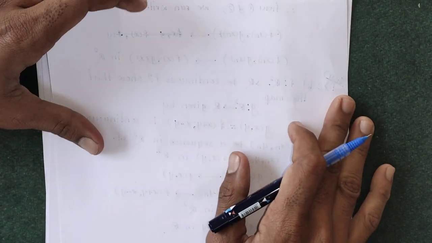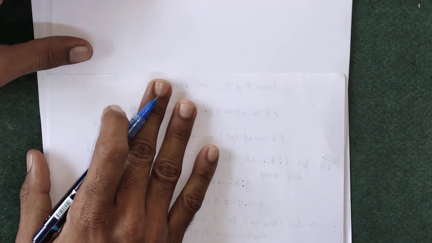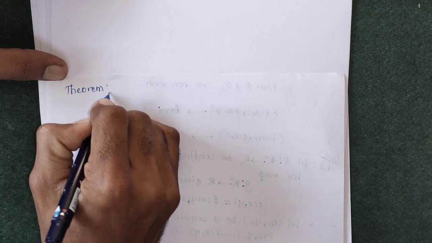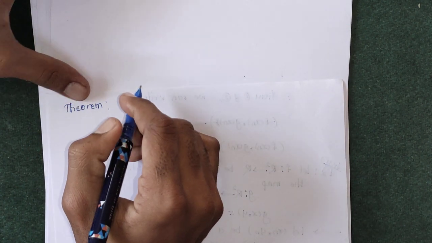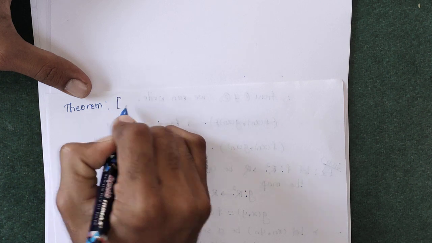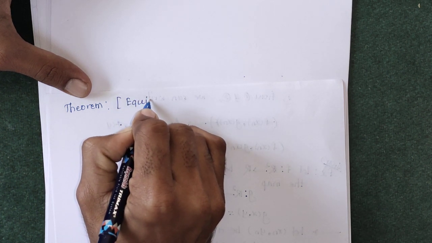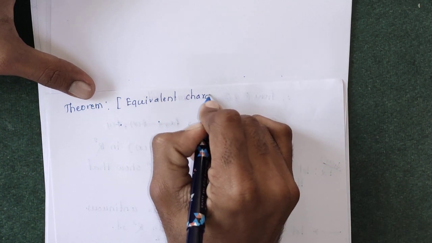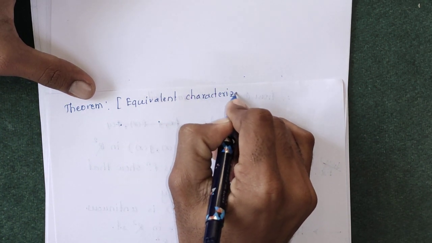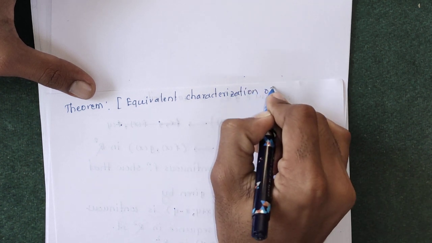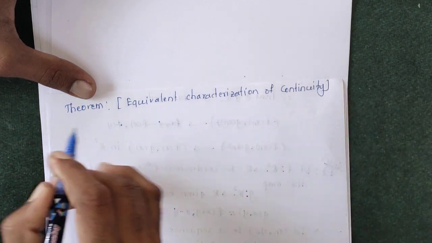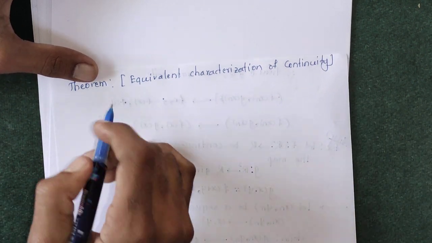Now the next theorem is the equivalent characterization theorem, that is, three statements are equivalent. The next theorem is the equivalent characterization of continuity. So equivalent characterization of continuity means there are three statements which are equivalent to each other.